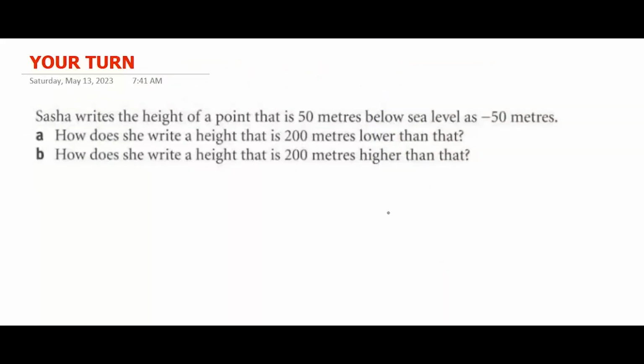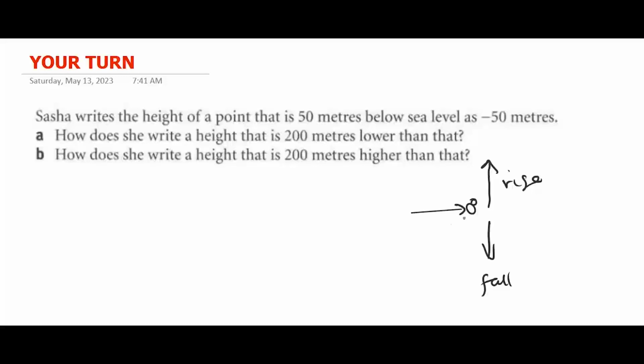Now it's your turn. I want you to do this. Sasha writes the height of a point that is 50 meters below sea level as -50 meters. How does she write a height that is 200 meters lower than that? How does she write a height that is 200 meters higher than that? When you have the sea level, it is just like you are at 0. That is the sea level. You are at 0. So above will be the rise, and below will be the fall.